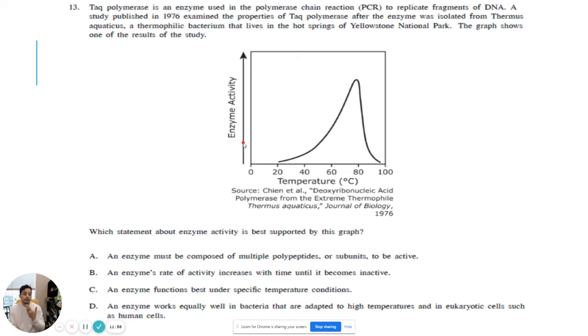Okay, so again, we have another graph. It talks about Taq polymerase and how it's an enzyme used in a polymerase chain reaction, or PCR, to replicate fragments of DNA, so just to make more DNA. Okay, gives us a little bit of extra information. But what statement about the enzyme activity is best supported by this graph? Okay, so let's look at what we know. Enzyme activity goes up. Optimal temperature is kind of like 80, maybe 70 something. Okay, so what do we know about this? If it's an enzyme, it's only going to function under specific temperature conditions.